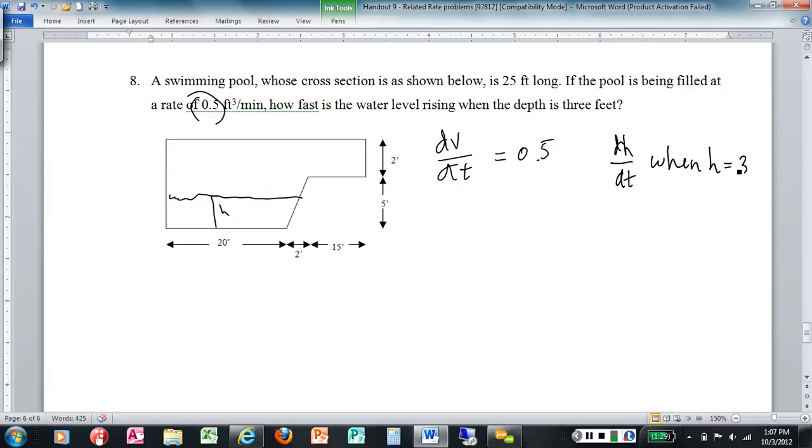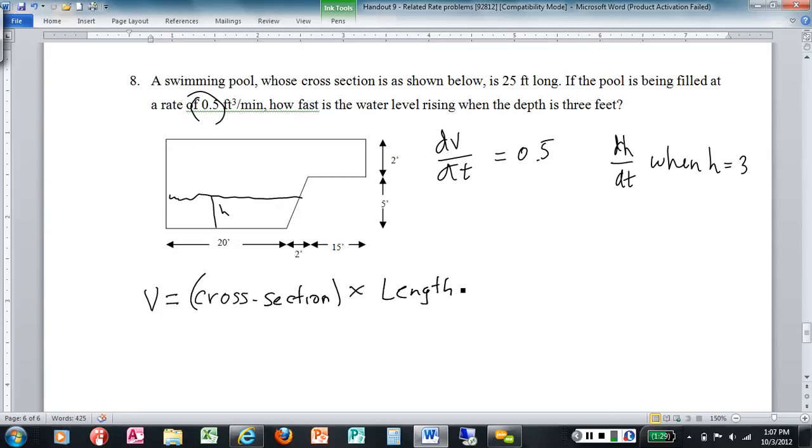Well, as you know, the first step after talking about all that is to get a formula. And the volume of this particular part, now if we were up here in the upper part, that'd be another thing, but we're down here. So wouldn't the volume of this part right here be just like it was for the trough in number 7? I'd take the cross-sectional area times the length of the pool. Same formula basically as the trough.